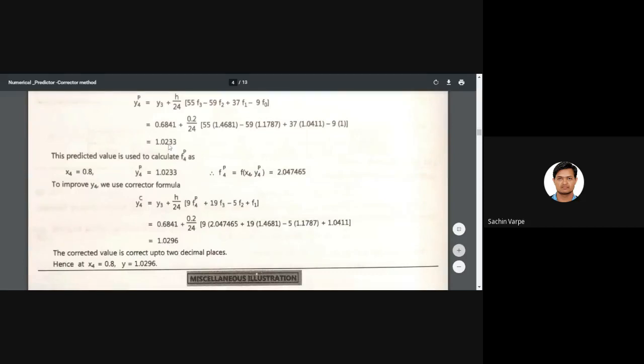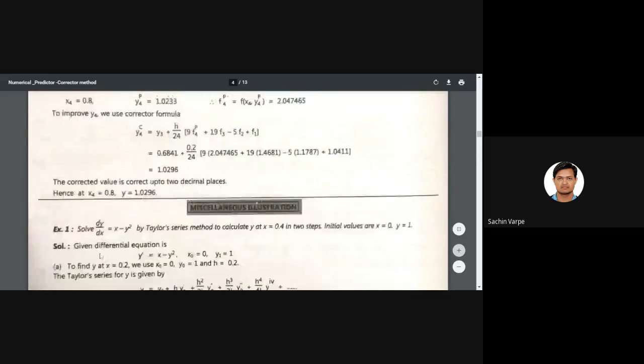Now you can see here y4p predicted value was 1.0233 and corrected value is 1.0296, isn't it? So that is the difference we're having, 0.005 difference. So the corrected value is correct up to 2 decimal places. Hence, at x4 equal to 0.8, y is equal to 1.0296. That is the solution.